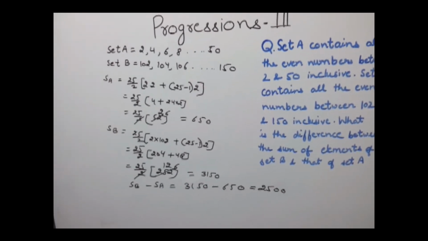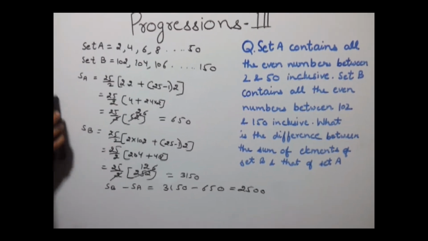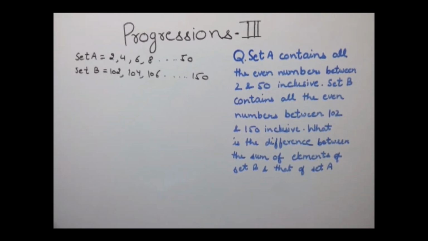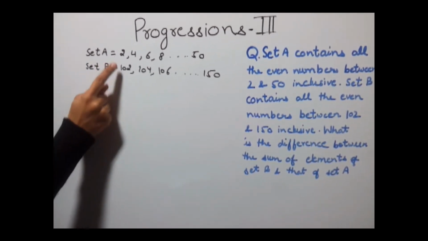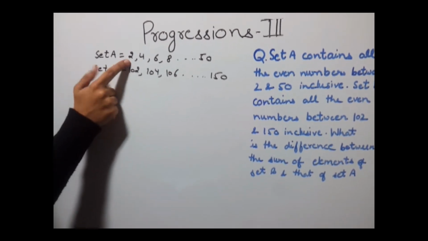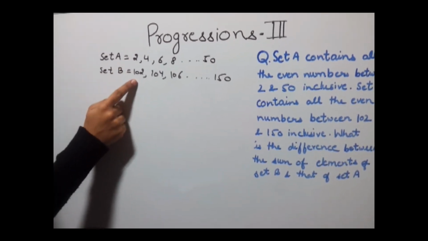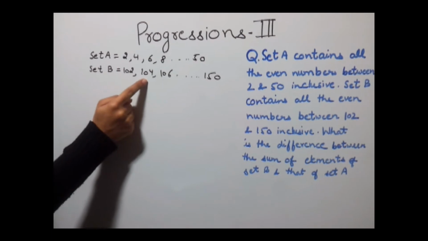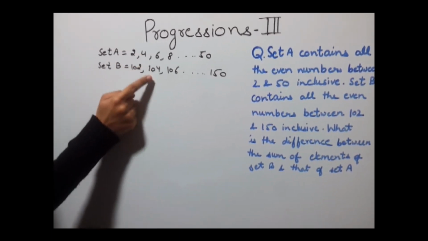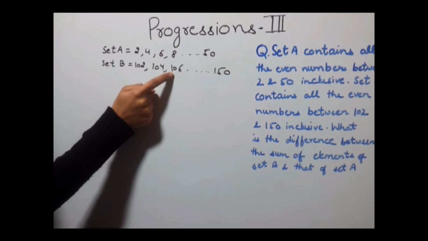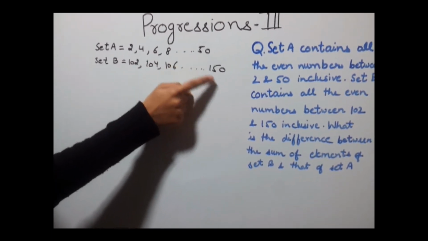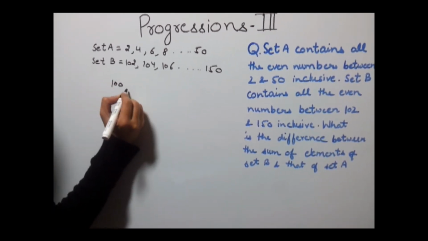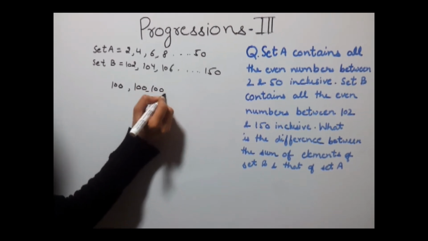Now let me tell you the shortcut method to solve this. The shortcut method is, as we know, the difference between each corresponding number is 100. You can see the first term is 2 in set A and in set B the first term is 102. So the difference between the first terms is 100. Similarly, the difference between the second terms, 4 and 104, is 100. Similarly, the difference is 100 between the third terms and so on. Also, the difference between the last terms is 100. Thus, the difference between each pair of terms is 100, 100, and so on.